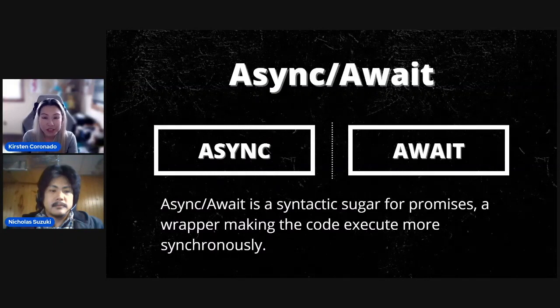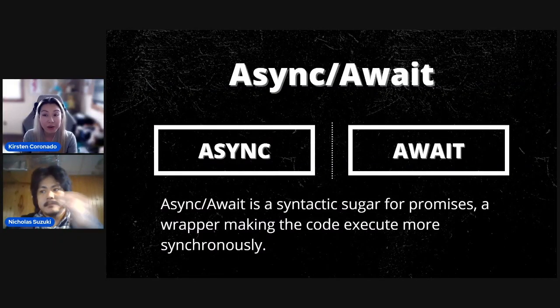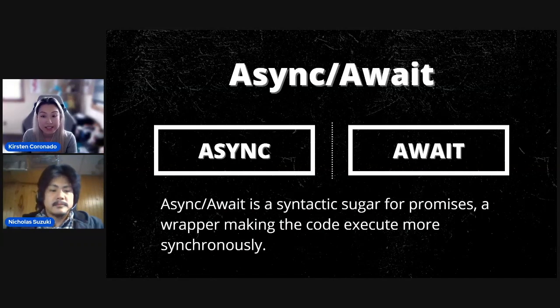Now that we're refreshed on promises, we'll go into async await, a syntactic sugar for promises, effectively a wrapper that makes code execute more synchronously. Async await is used to work with promises. Granularly, it's a wrapper to restyle code and make promises easier to read and use. It makes asynchronous code look more like synchronous or procedural code, which is much easier to understand.